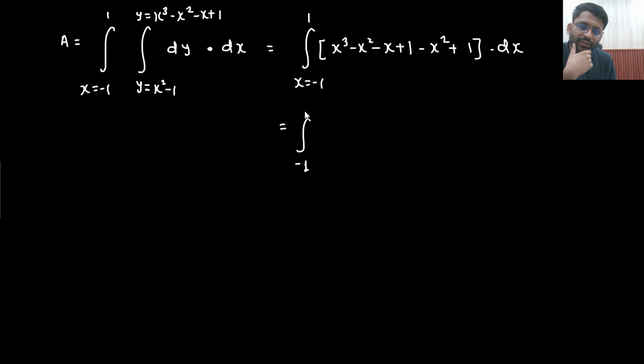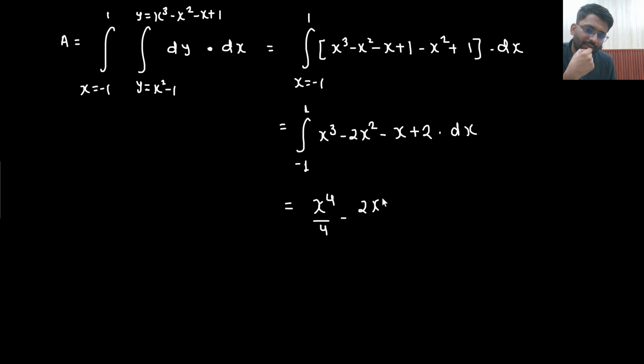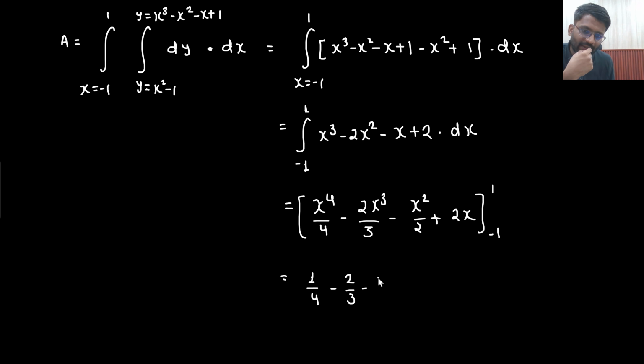So x going from -1 to 1, x cube minus x square minus x square will become -2x square, minus x plus 2, dx. So x to the power 4 by 4 minus 2x to the power 3 by 3 minus x square by 2 plus 2x, x going from -1 to 1. 1 by 4 minus 2 by 3 minus 1 by 2 plus 2, minus 1 by 4 plus 2 by 3 minus 1 by 2 minus 2.